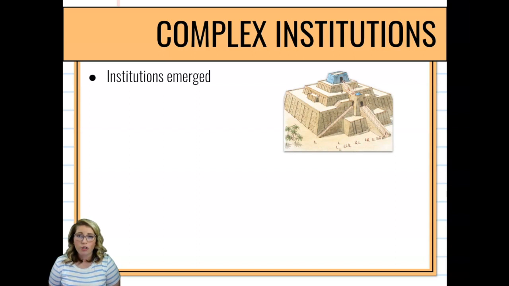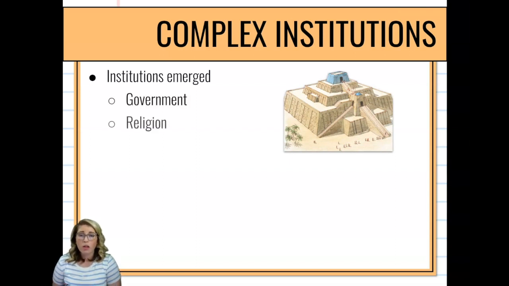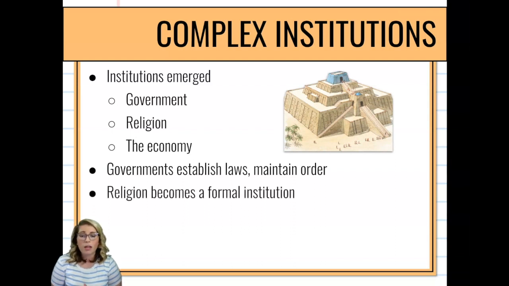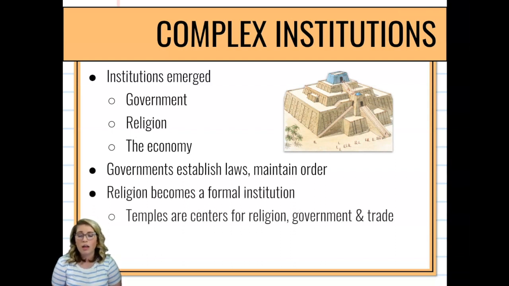Institutions start to emerge throughout these civilizations, and some examples of these could be government, religion, and the economy. Governments are established to create laws and maintain order. Religion becomes a formal institution, and temples become not only a place for religion, but also for government and for trade as well.